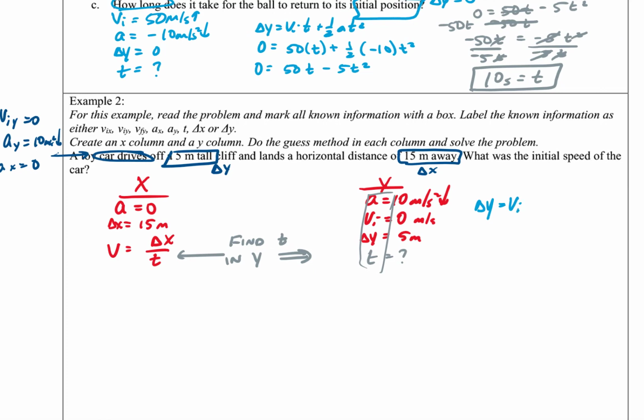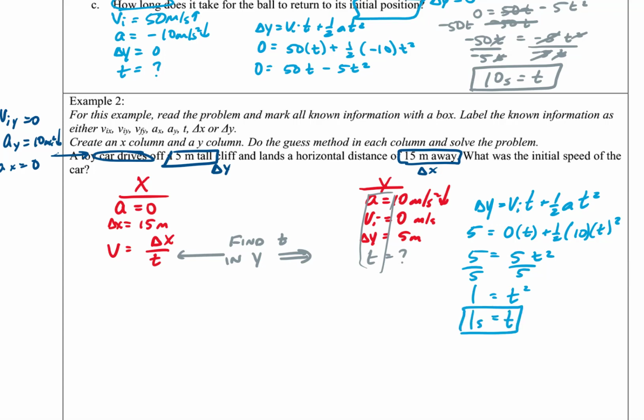Delta y is equal to v initial times time plus 1/2 at squared. Plug in all our numbers. So 5 is equal to 0t plus 1/2 at squared, so 1/2 10t squared. So 5 is equal to, well, that 0 goes away, makes that whole term disappear. So 5 is equal to 5t squared. If we divide both sides by 5, we get t squared is equal to 1, or time is equal to 1 second. I found the time.